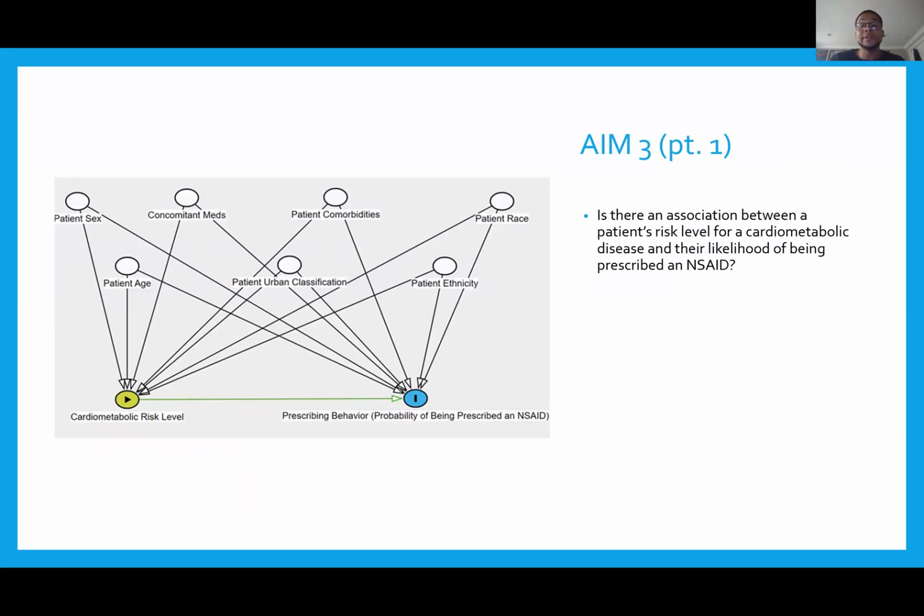But for my first causal aim, my question is whether there is any association between a patient's risk level for a cardiometabolic disease and their likelihood of being prescribed an NSAID. So I have all these proposed confounders, and then risk level obviously will be dichotomized, as I explained earlier, between being high risk or being low risk. And then the prescribing behavior will be similar to the first risk factor analysis of having an NSAID or not having an NSAID. So both binary in nature. And all of these different variables will be controlled for.